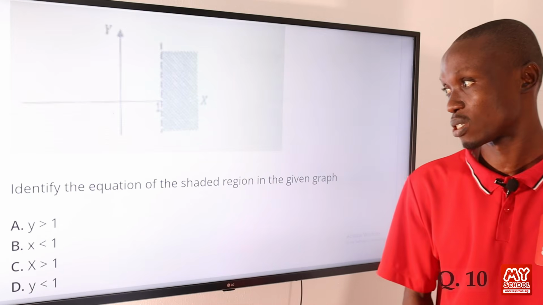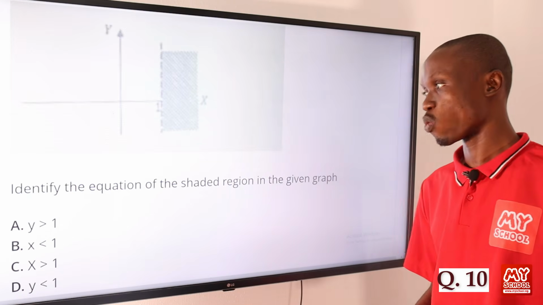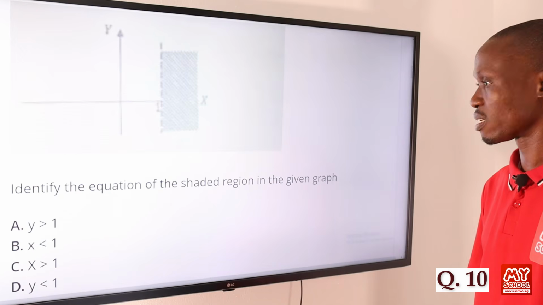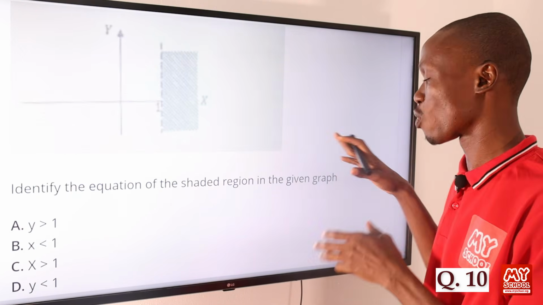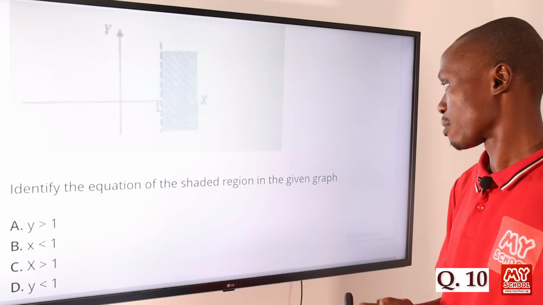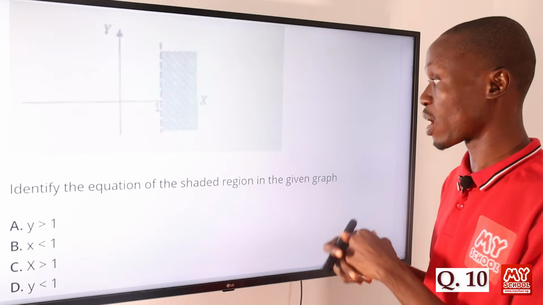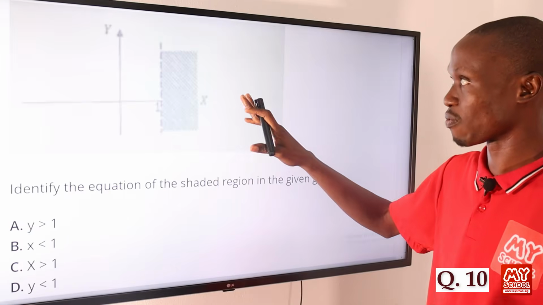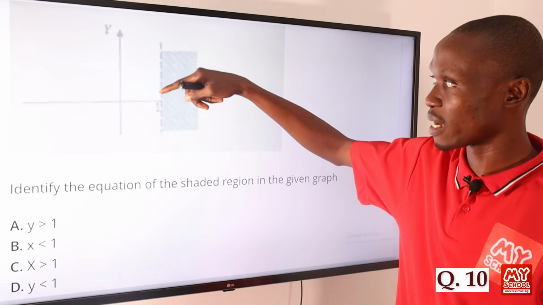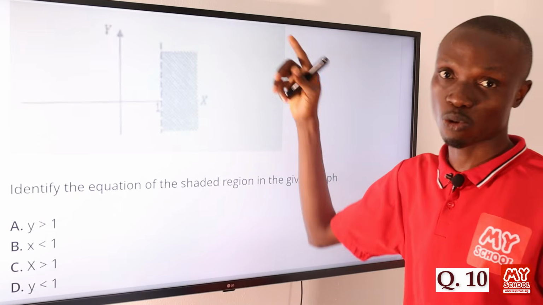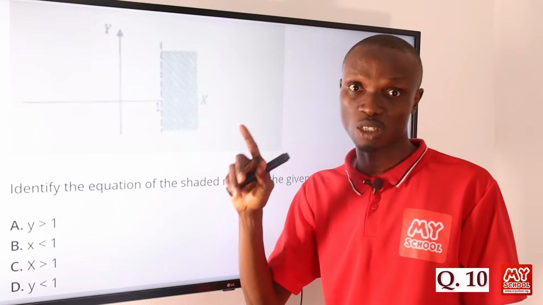Moving on to question 10. Identify the equation of the shaded region in the given graph. So this is the given graph, and we are asked to identify the shaded region in the graph. First of all, let us look at the line. If you look, the line is broken. Since the line is broken, it does not suggest strict inequality.